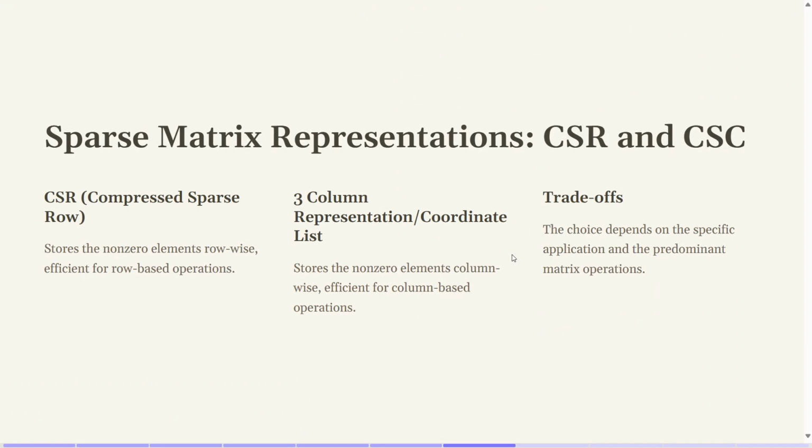Whereas three column representation is also known as the coordinate list format. It is a simple way to store sparse matrices by recording only the positions and values of the non-zero elements. It uses three arrays to represent a sparse matrix: values, column indices, and row indices. Advantages of three column representation are that it has a simple structure, it is efficient for building matrices, and it is good for parallel computation.